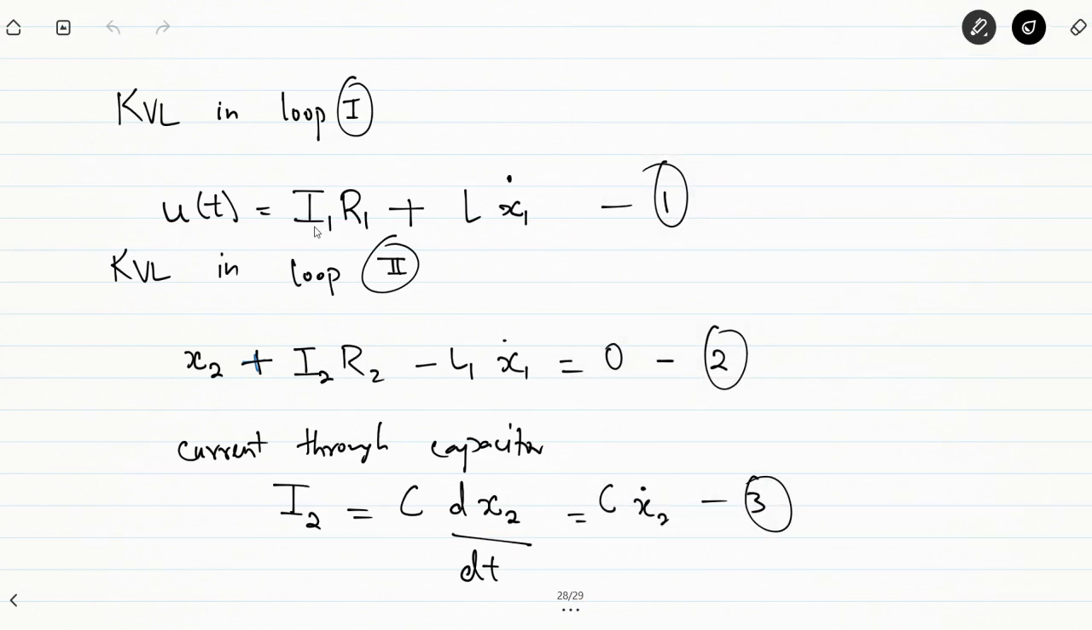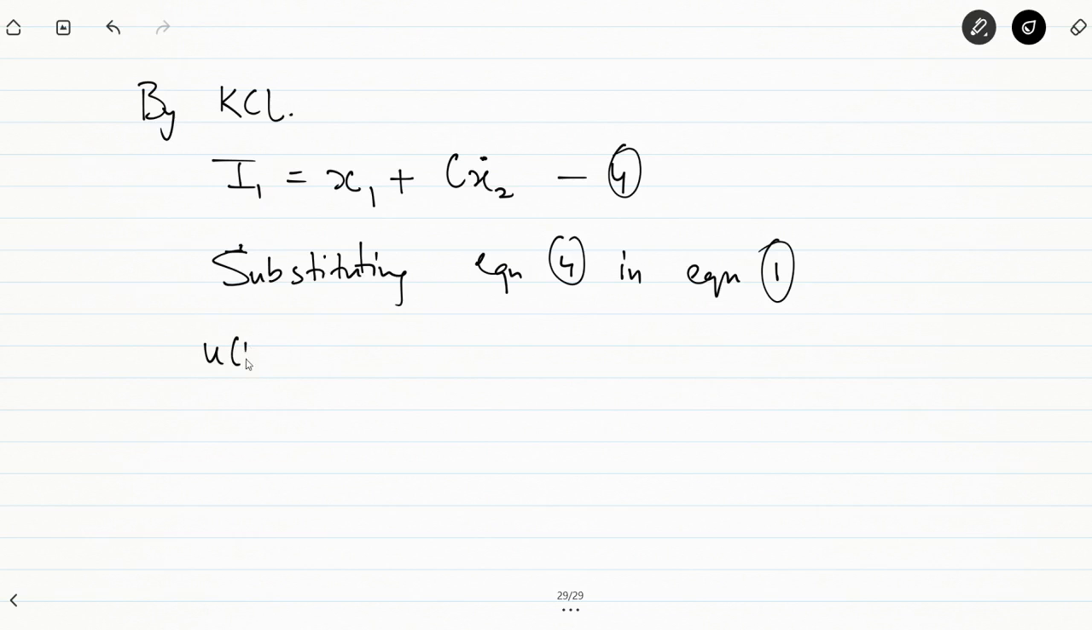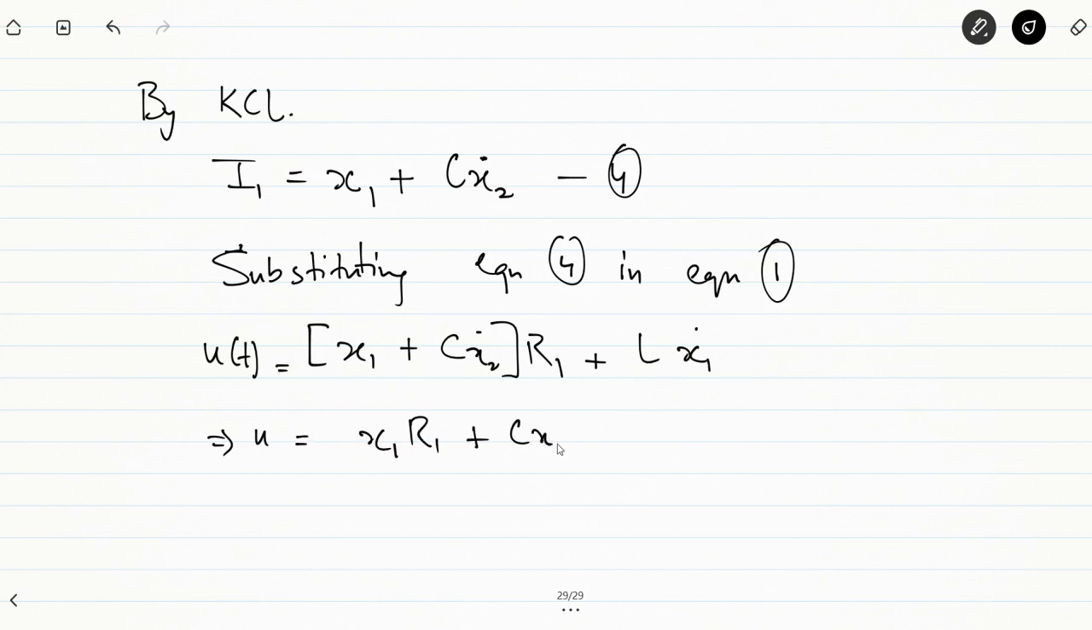Equation 1 is u(t) equal to I1 R1 plus L x1 dot. u(t) is equal to I1 R1, I1 is now x1 plus C x2 dot, into R1, plus L x1 dot. So this is equation number 1. तो ये अब आपका क्या आएगा? u is equal to x1 R1 plus R1 C x2 dot plus L x1 dot. Let this be equation number 5.